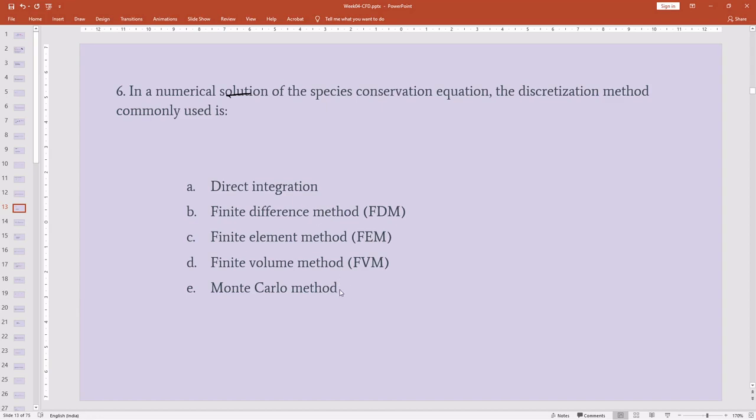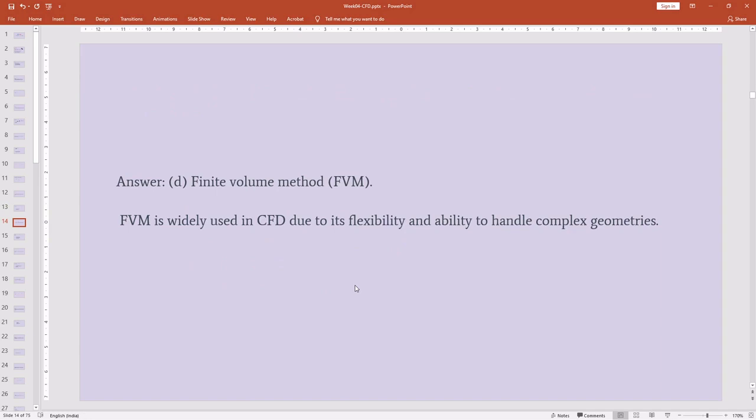And this Monte Carlo method is a simulation method, not only for CFD. It is used when a lot of uncertainties are there. It is a probabilistic model, a probabilistic simulation model, Monte Carlo simulations. So the answer is the finite volume method.